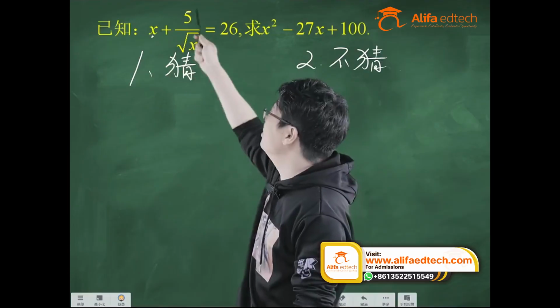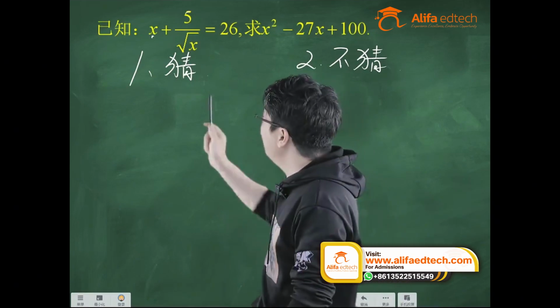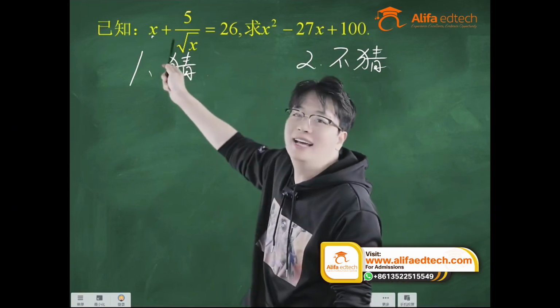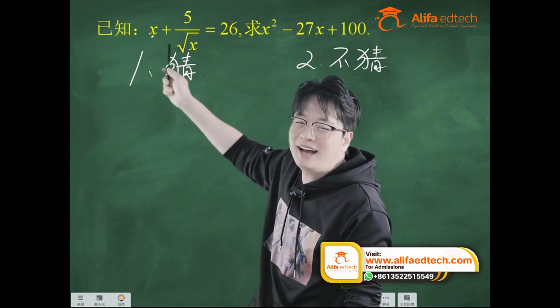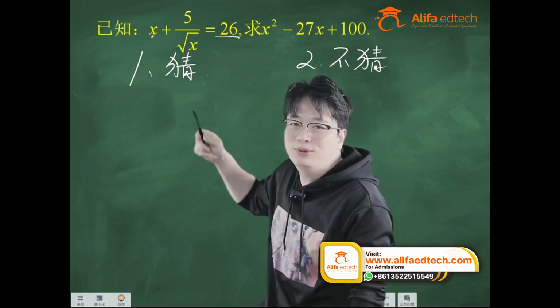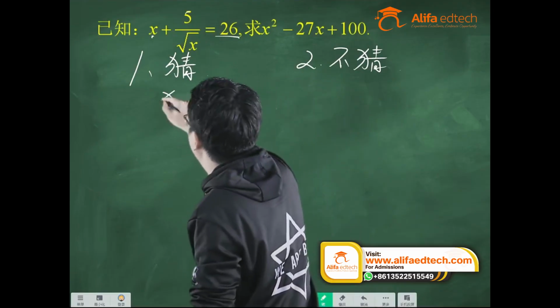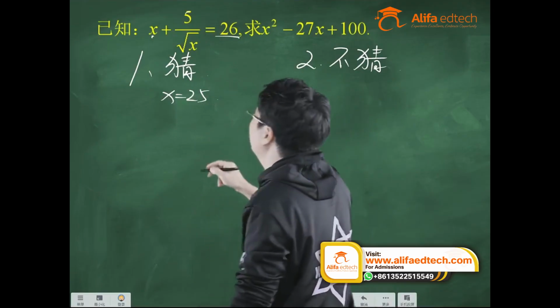If x is an integer and the sum needs to be an integer, then x must be a perfect square number. When the number is 26, not many guessed it correctly. Some exclaimed, "Teacher, I got it. x is 25, plus the square root of 25, which is 5.